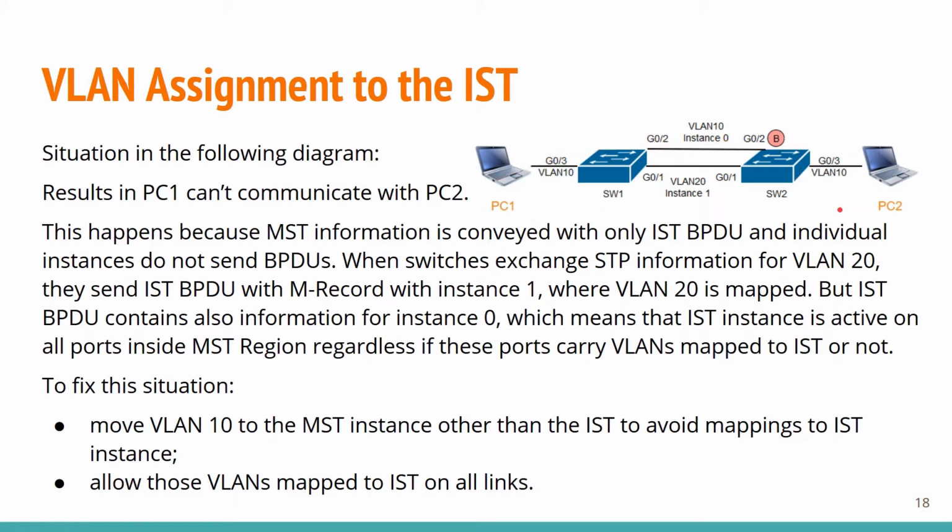To fix this situation, there are two options. First is more preferable. You need just move VLAN 10 to an MST instance other than IST to avoid mappings to the IST instance. And the second one, allow those VLANs mapped to IST on all links.